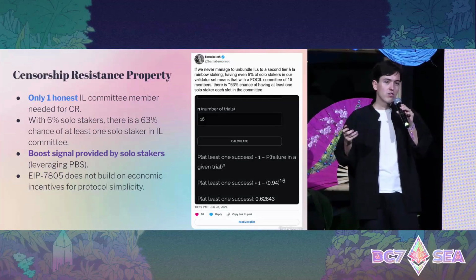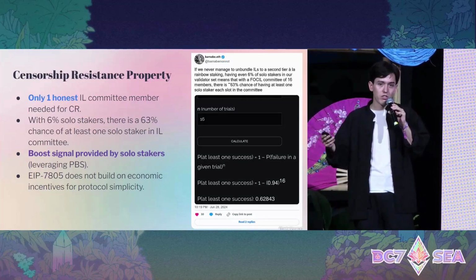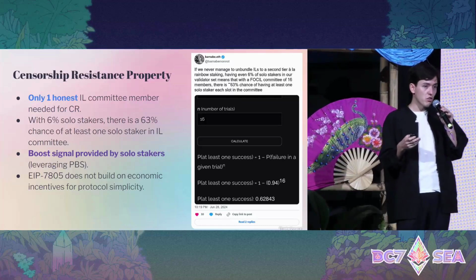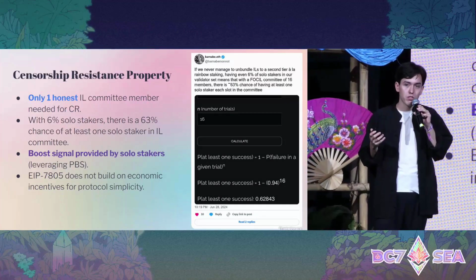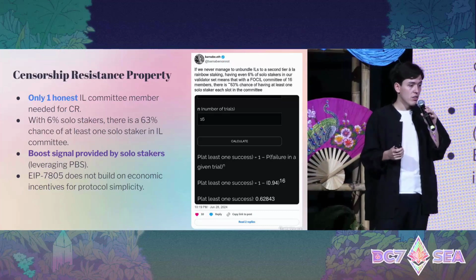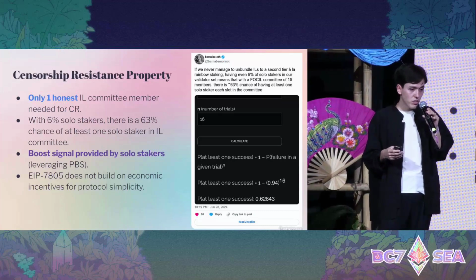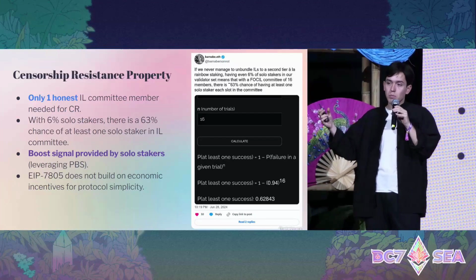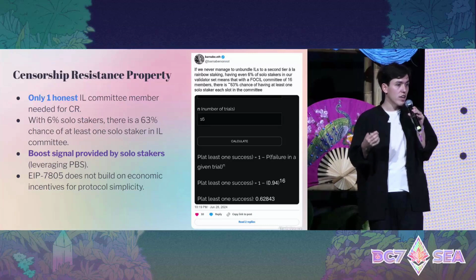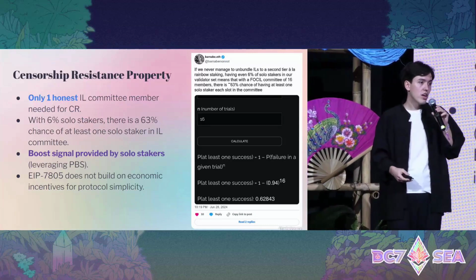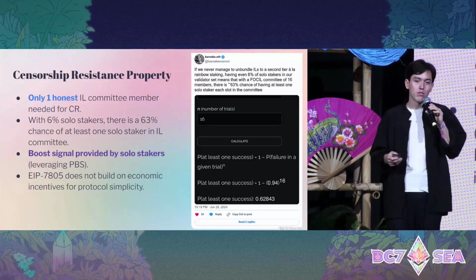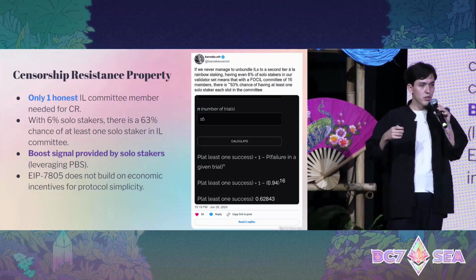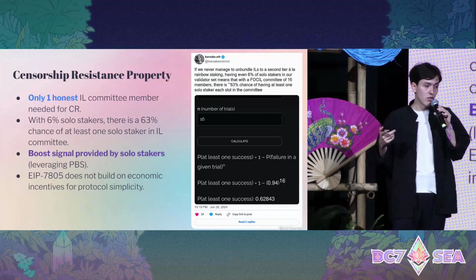But again, inclusion lists are not only about regulatory censorship, they're very much about economic censorship. There's been some observations of builders strategically underfilling their blocks, perhaps because they want them to be lighter in terms of the bandwidth that they consume, or maybe because they play some games, or they simply haven't seen some transactions. So inclusion lists are here for all of those sorts of transactions. The idea is that we're boosting the signal that solo stakers provide while not relying on economic incentives here, because they complicate the mechanism and it adds a lot of protocol complexity.